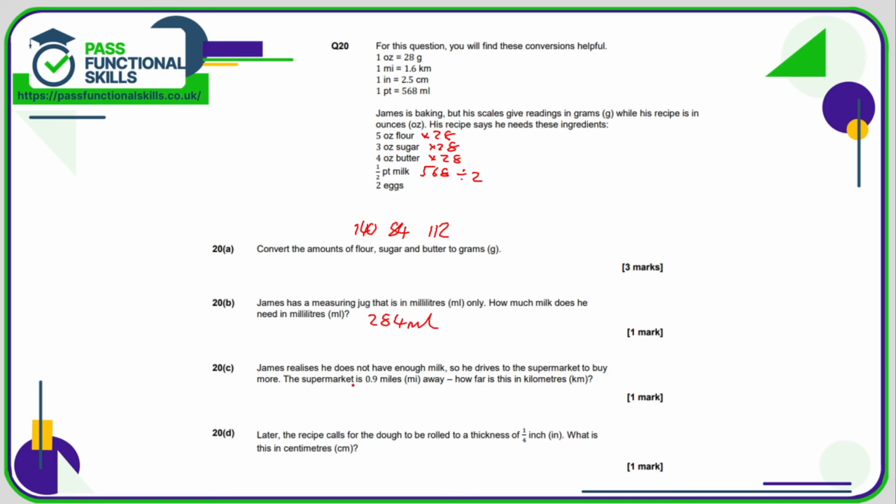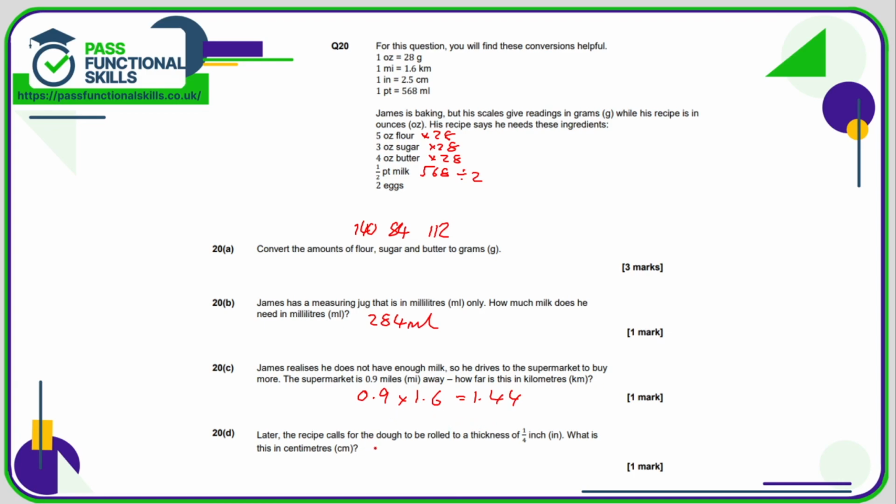So James realises he doesn't have enough milk, so he drives to the supermarket, which is 0.9 miles away. So how far is that in kilometres? Well, we know that 1 mile is 1.6 kilometres, so 0.9 miles is 0.9 multiplied by 1.6. Perhaps this one seems a bit more confusing because this amount is less than the 1 here, but 0.9 means 9/10 of a mile. So what is 9/10 of 1.6? That's the same as 0.9 times 1.6, and that comes to 1.44.